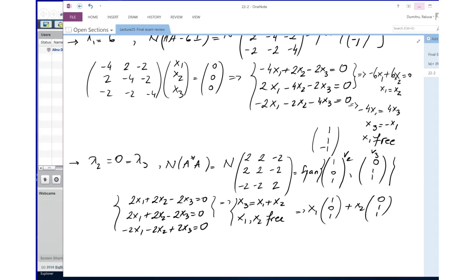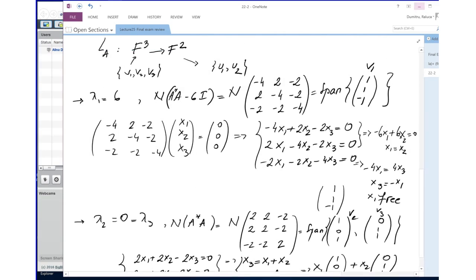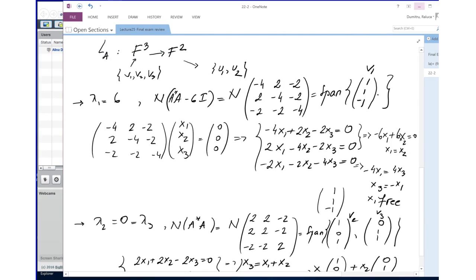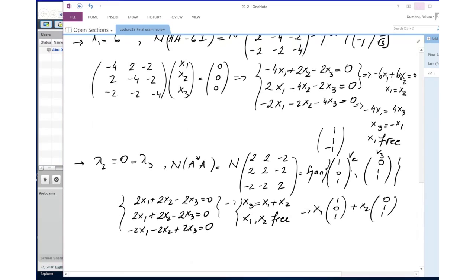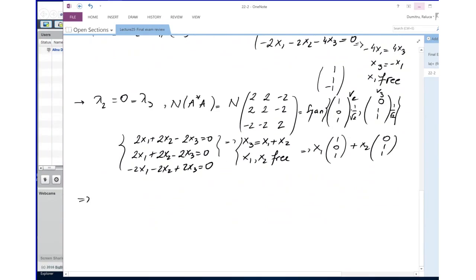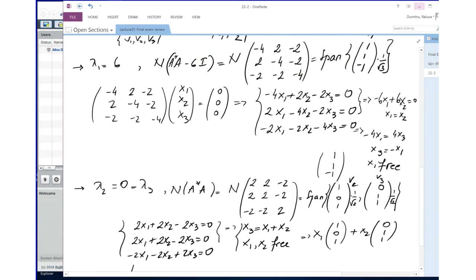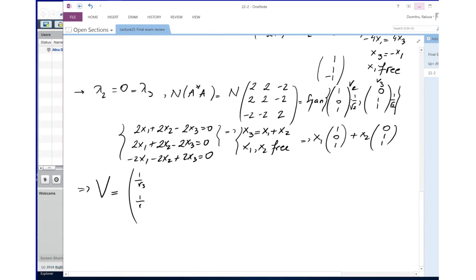I want them to be orthonormal, by the way, V1, V2, V3, and just as they are, they are not. So instead of V1, I'm going to do V1 times 1 over square root of 3 to make it of length 1. V2 will be times 1 over the square root of 2, and same for V3. So the matrix V is, that was V1, and then V2 and V3.